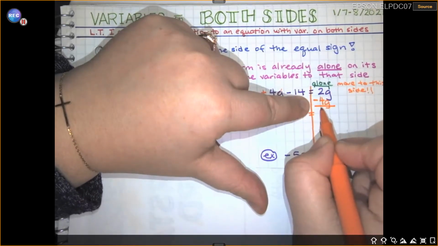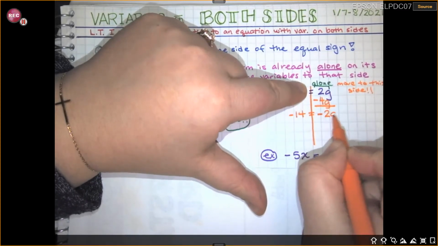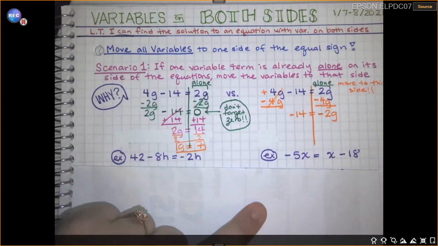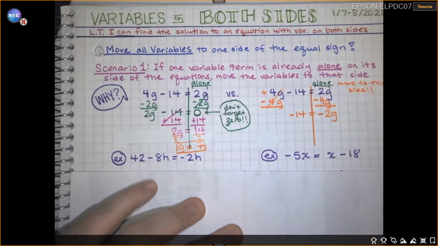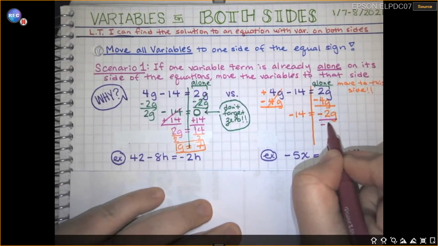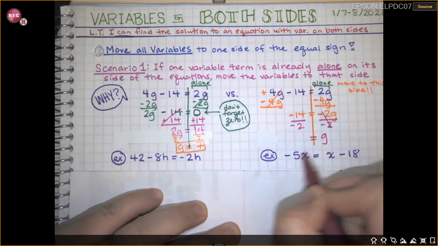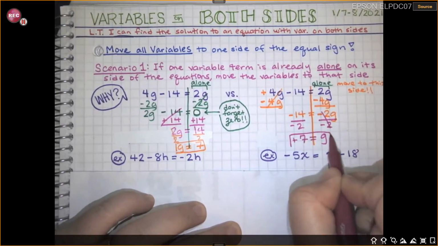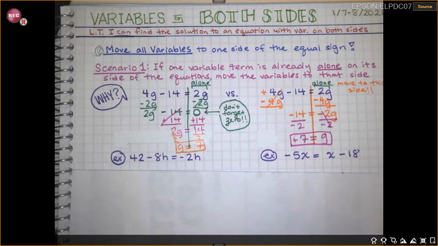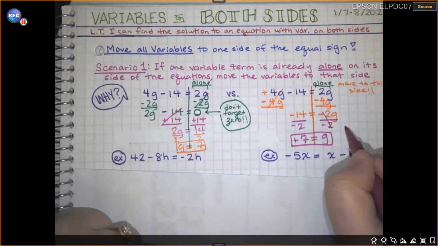2g minus 4g is negative 2g. Okay. So notice I don't have a 0 anywhere, which is kind of nice. But I still do have a negative 2 with my g. I need to divide both sides by negative 2. This goes away. I just have g equals negative divided by negative is a positive 7. So notice that this one is actually less steps.